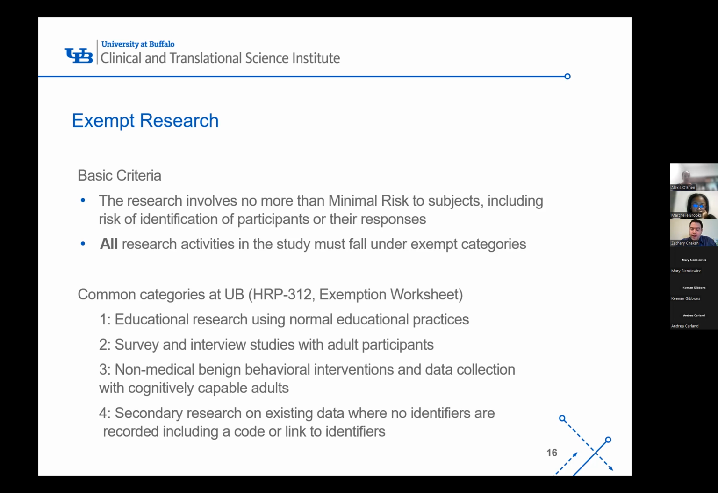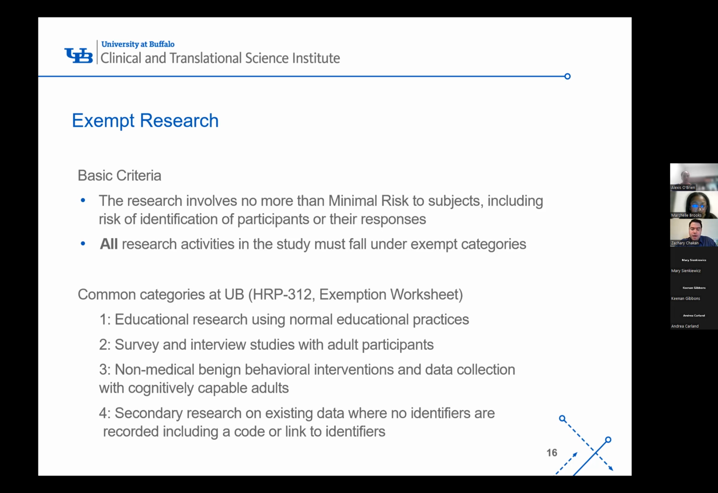Exempt 2 is survey and interview studies, which also includes focus groups and observations, those kinds of activities with adult participants, but not children. Surveys with children cannot be considered exempt 2.